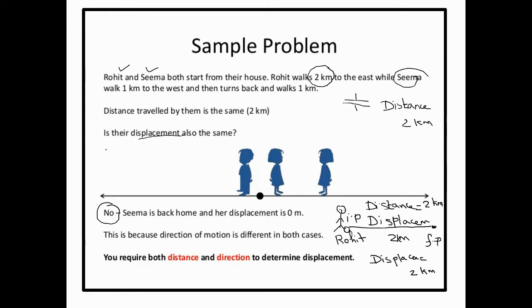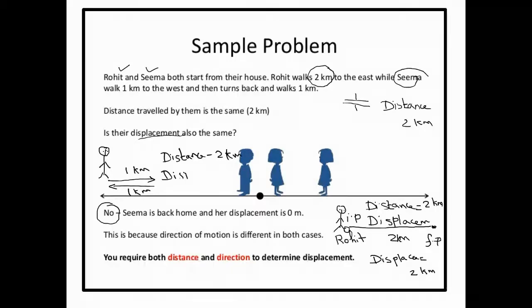Okay, let's come to Seema. What did Seema do? She is moving 1 kilometer and then returns back 1 kilometer. So that means 1 kilometer in this direction, 1 kilometer in this direction. So her distance is 2 kilometers. Am I right? Yes. Distance is 2 kilometers. But what is the displacement? 0. Why? Because final minus initial gives you 0 kilometers.